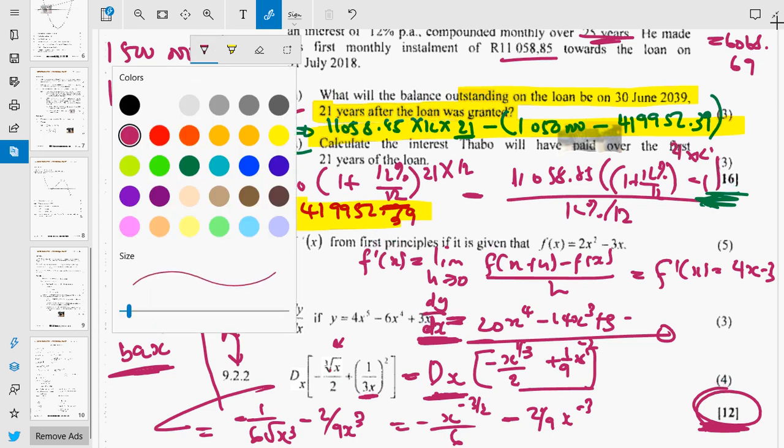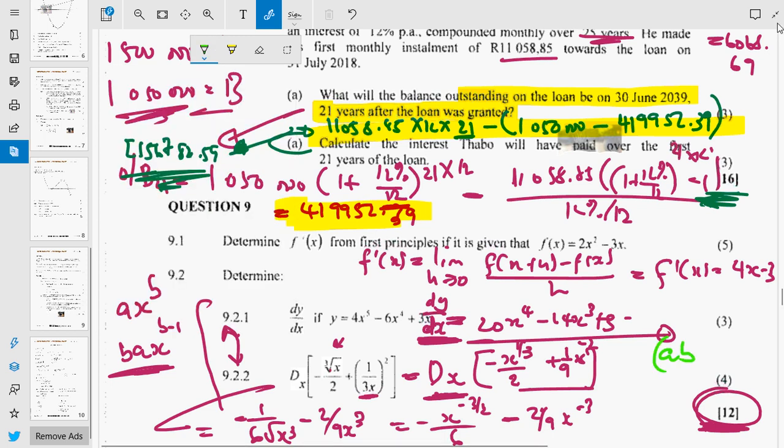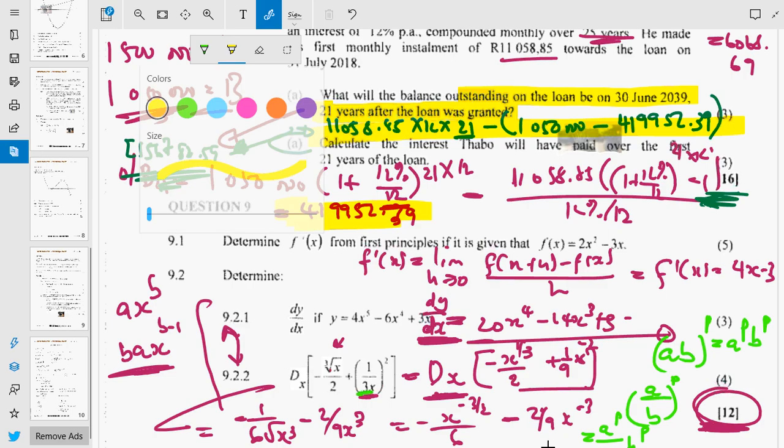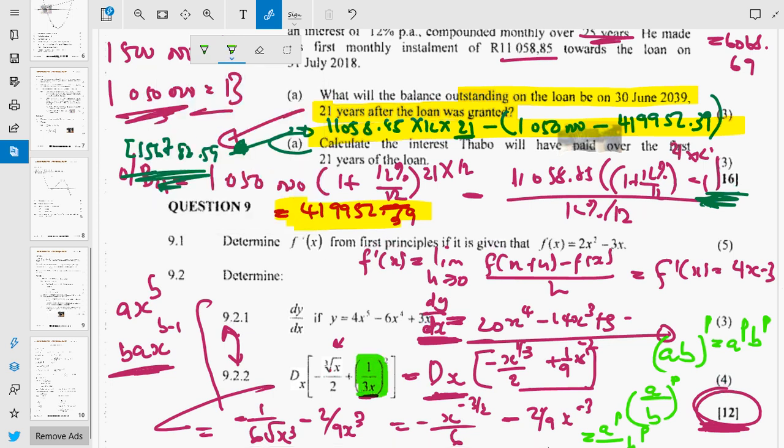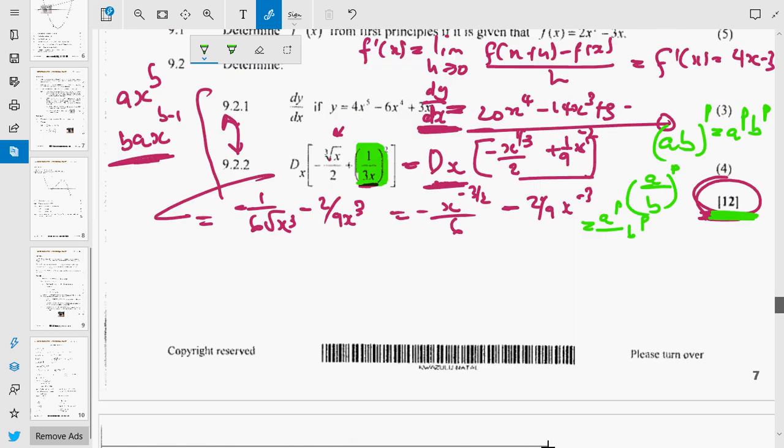Remember, ab to the power p is equal to a to the power p, b to the power p. Again, a over b to the power p is equal to a to the power p over b to the power p, which is what I'm using here. But I don't have to explain this. This is an exam review and I'm in a hurry. So this was supposed to be straightforward, 12 marks in the bag. Okay, let's move on to the next question.